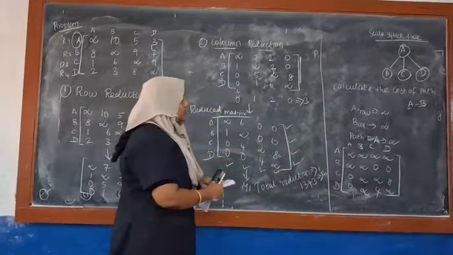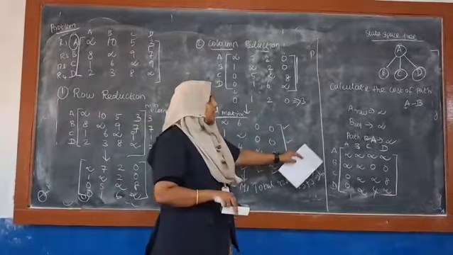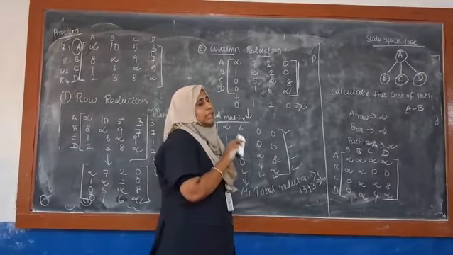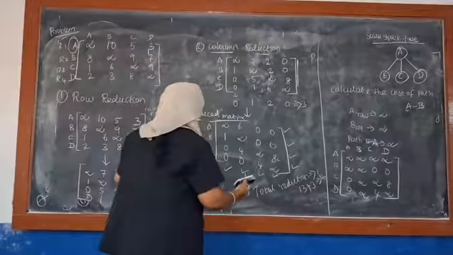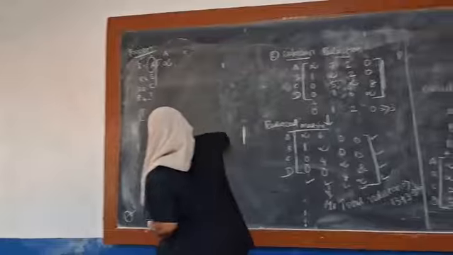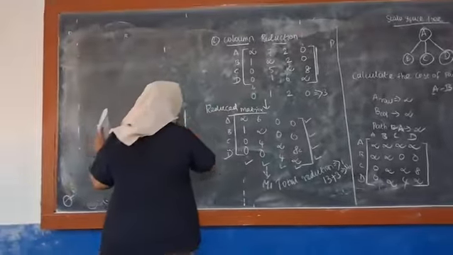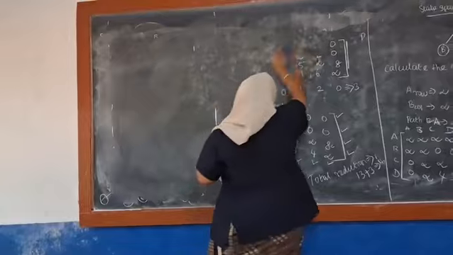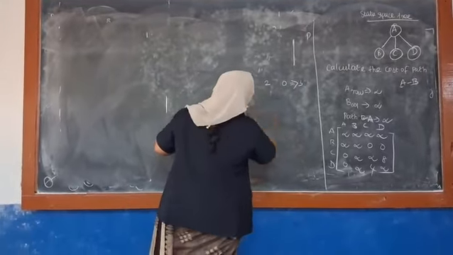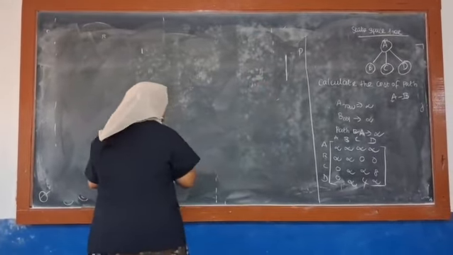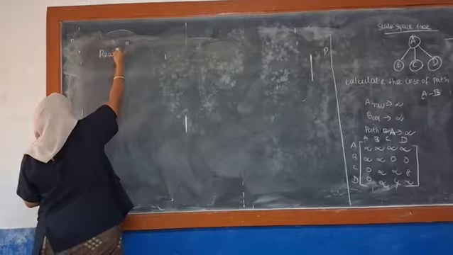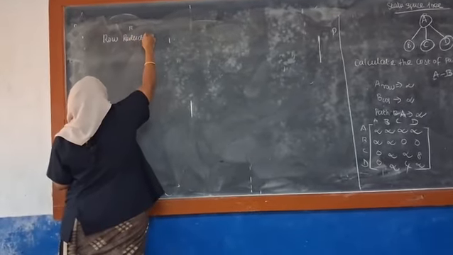Clear? Now in this matrix, we have to apply the row reduction and column reduction again, and find the total reduction cost. So now here we will take the row reduction.